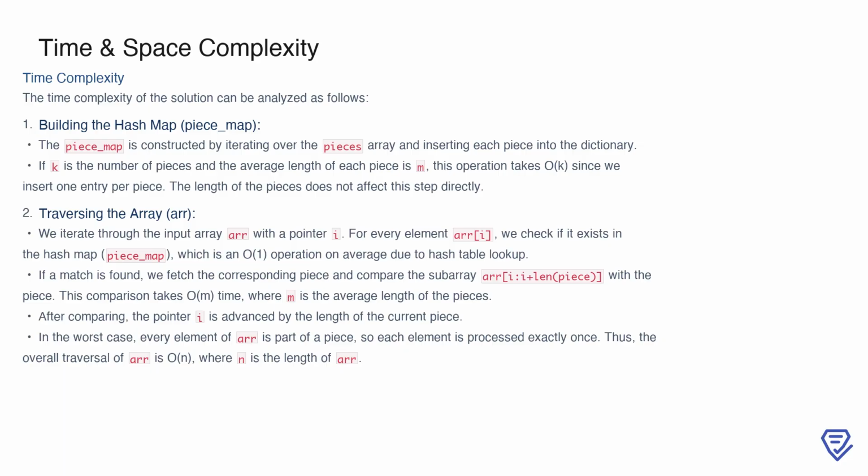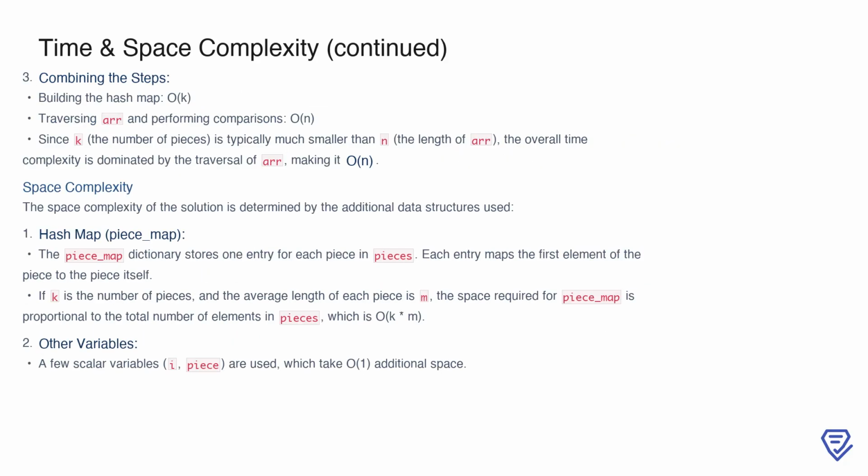Now let's combine these steps to determine the overall time complexity. Constructing the hash map takes O(k), and traversing ARR with comparisons takes O(n). Typically, the number of pieces, k, is much smaller than the length of ARR, n. This means the time complexity is dominated by the traversal of ARR, resulting in an overall time complexity of O(n).